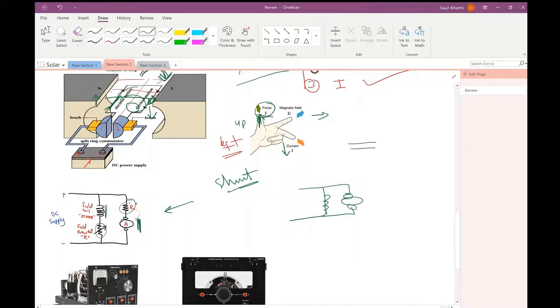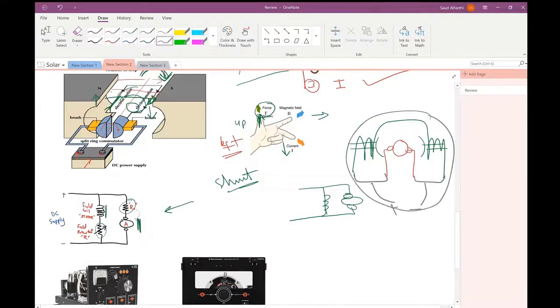If we can represent it like this, this is the coil or the field coil of the shunt, and this is the armature. These wires coming from the armature, let me choose another color. Yes, we can connect those together and those together and connect them to the power supply, and we will end up with a shunt motor.